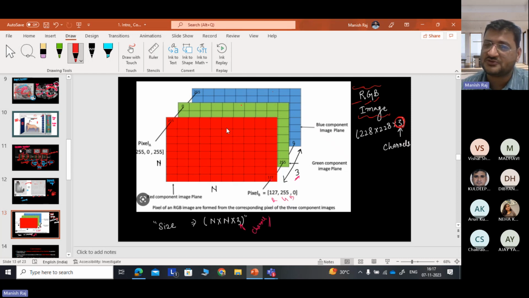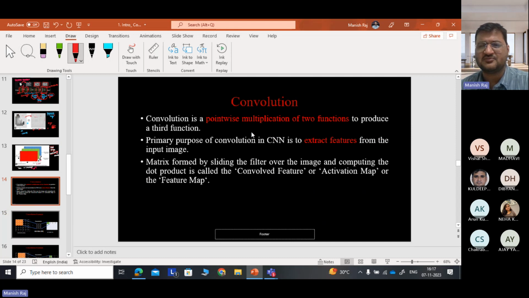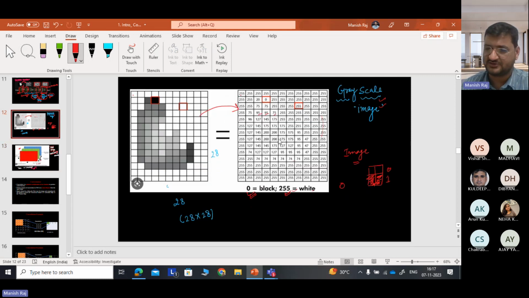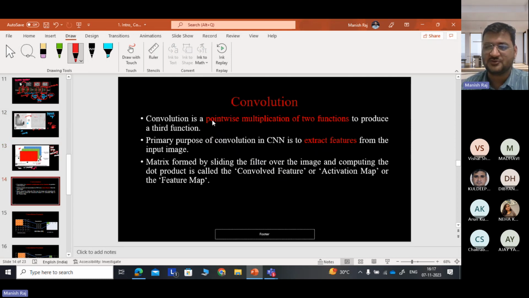The size of all of them is equal. So if you are putting 228 cross 228 images and 3 channels, the structure is 228, 228 and 3. You can put different pixel values in this picture. So these are the RGB images. Most of the time you will work on these types of pictures, or you can convert them into grayscale and work on that. Clear? Nobody works on binary images.